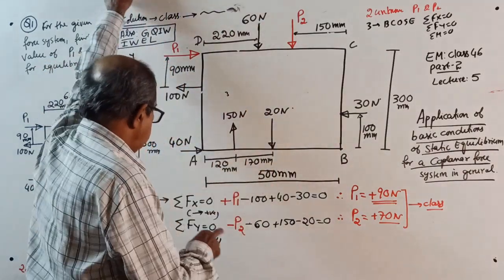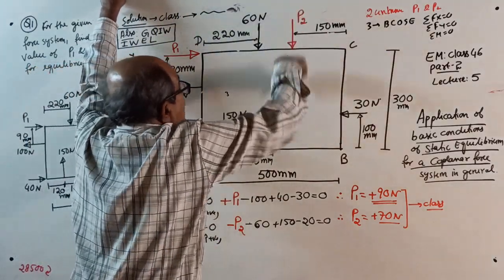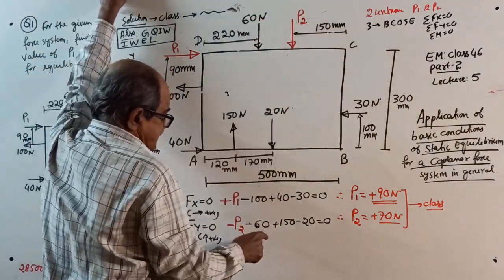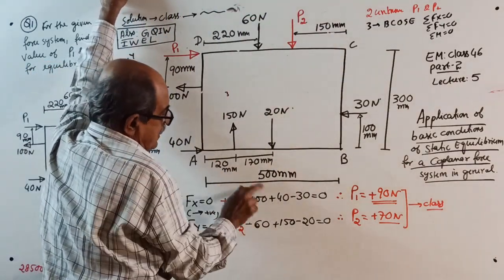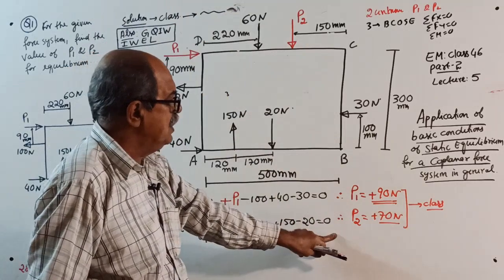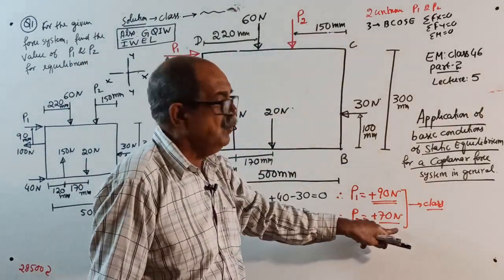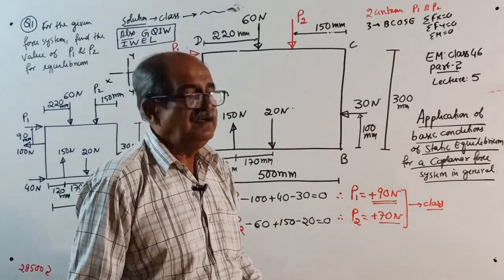Next, sigma Fy equal to 0. Take upward positive, unknown first. Minus P2 minus 60 plus 150 minus 20 equal to 0. Solve it, P2 will come plus 70 Newton. Yes, the direction is correct. Now, class, I will dictate.